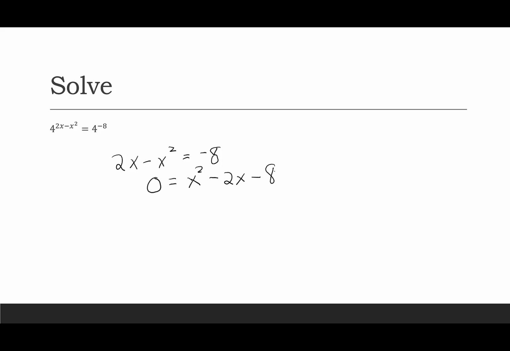So I want to factor. I'm looking for factors of negative 8 that give me negative 2. This will give us x minus 4 times x plus 2. Solving that gives me x equals negative 2 and x equals positive 4.